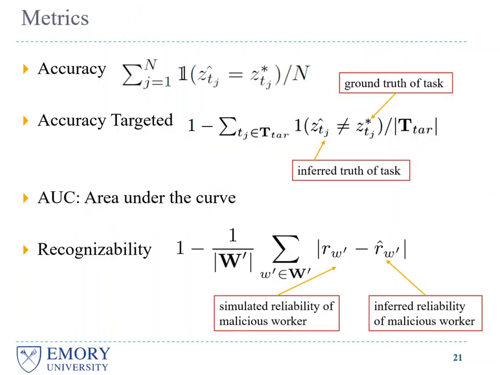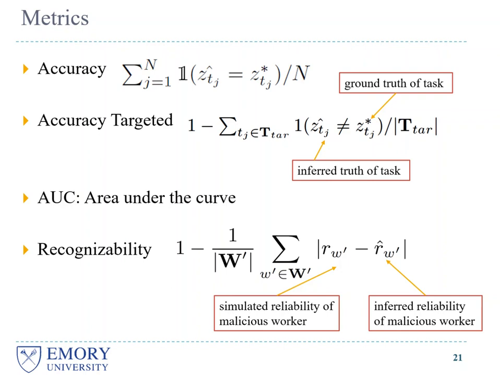The metrics that we chose for this evaluation are listed here. Accuracy is the fraction of correctly inferred tasks. The other one is called accuracy targeted, which is used for targeted attacks, and it's the fraction of the targeted tasks whose truths are inferred correctly.